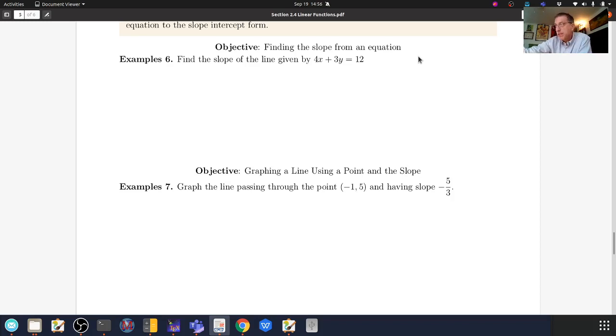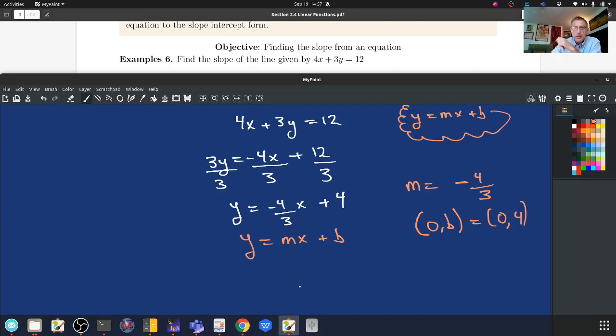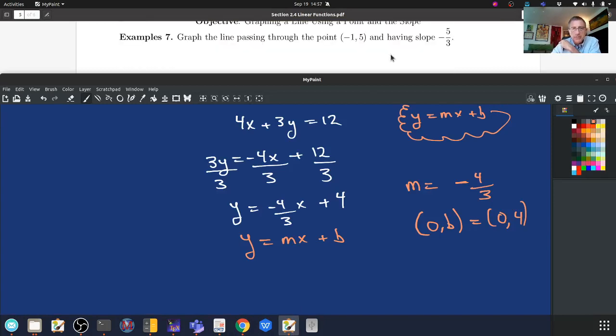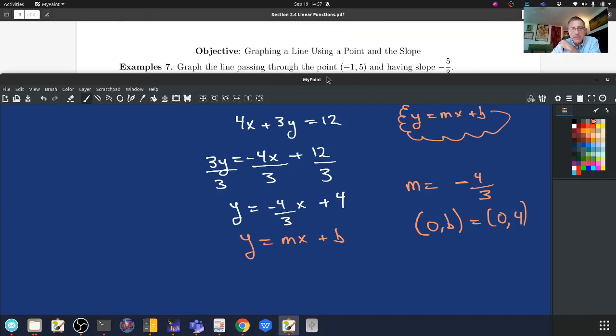So that was pretty easy. Graphing a line using the point and the slope. So what are we asked to do here? Graph the line passing through the point -1 and 5 and having slope -5/3.